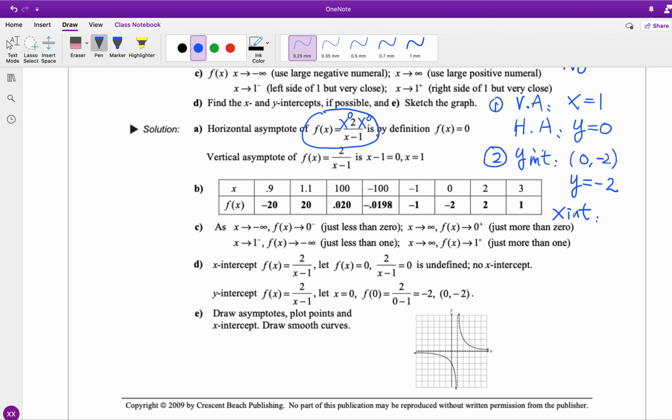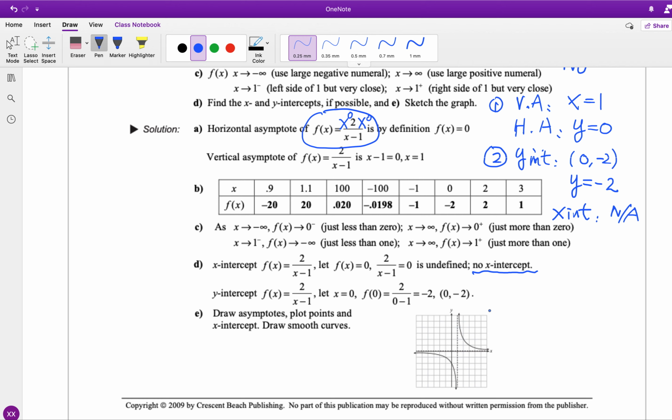X-intercept is when y equals 0. So when y equals 0, you take a look at it here. This equals 0. Then it's undefined. So that means there's no x-intercept. So this is not applicable.